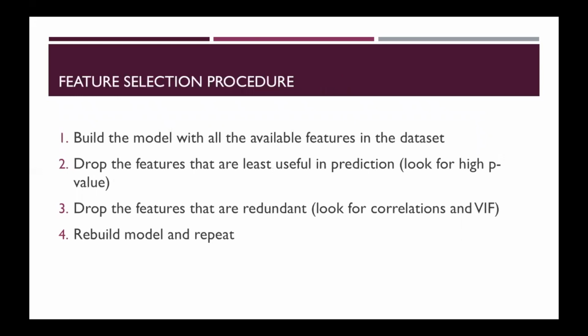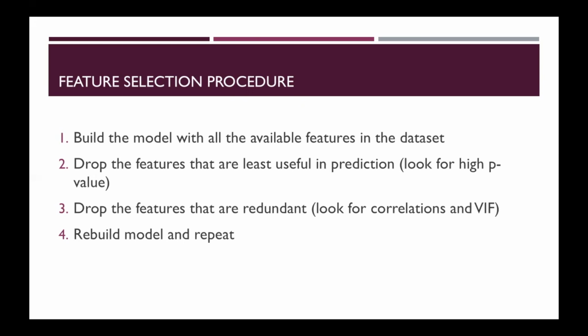Now, one of the parameters that we had earlier discussed was the feature selection procedure. If there are around 300 features, it is not possible to take all the features to create the model, so how do we select the features? This is called the feature selection procedure. For this, build the model with all the available features in the dataset. Drop the features that are least useful in prediction; look for high p-values. Then drop the features that are redundant; look for correlations and VIF. Rebuild the model and repeat.